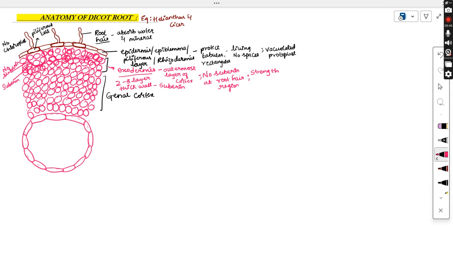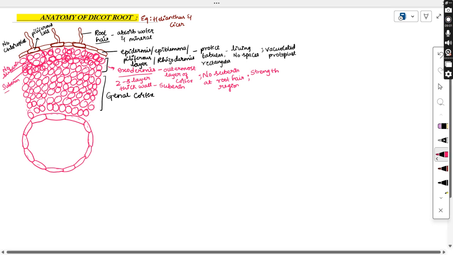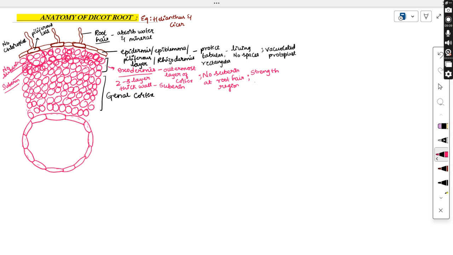Whenever the epidermis is damaged or sloughed off, under those conditions this exodermis takes the role of epidermis and provides strength to the root. And the layer of suberized cells will not allow the water to exit from the cortex after absorption. So that's the function of the exodermis.